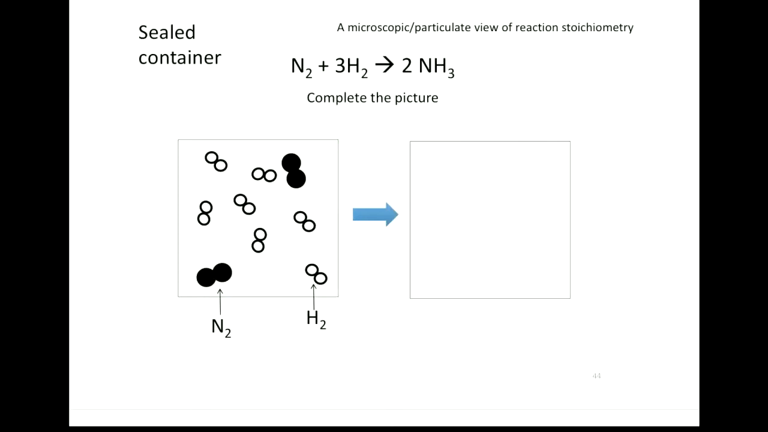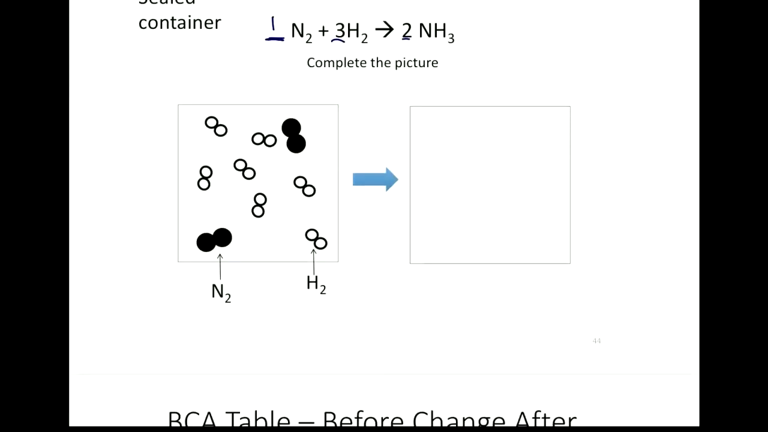All right, here we have a particulate view of a reaction. So this time it's an actual reaction. So we have nitrogen, hydrogen gas. Here you see the stoichiometry. There's an implied 1 in front of nitrogen gas, 3 in front of hydrogen, 2 in front of ammonia. So it's the same idea here. We could actually use a BCA table to figure this out, what this picture will look like at the completion of this reaction, but we don't have to.